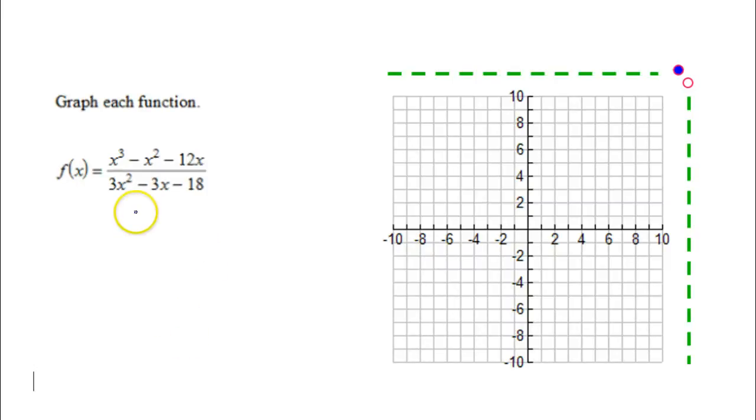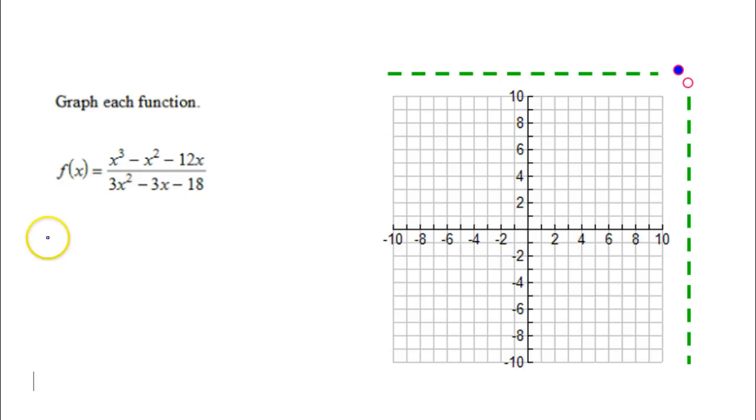Let's graph this rational function. Your first step is to see if there will be any holes in this graph. To do that, we need to factor the numerator and denominator and see if anything cancels out. If any factor cancels out, the zero that goes with that factor will be a hole. There will be a hole at that number.